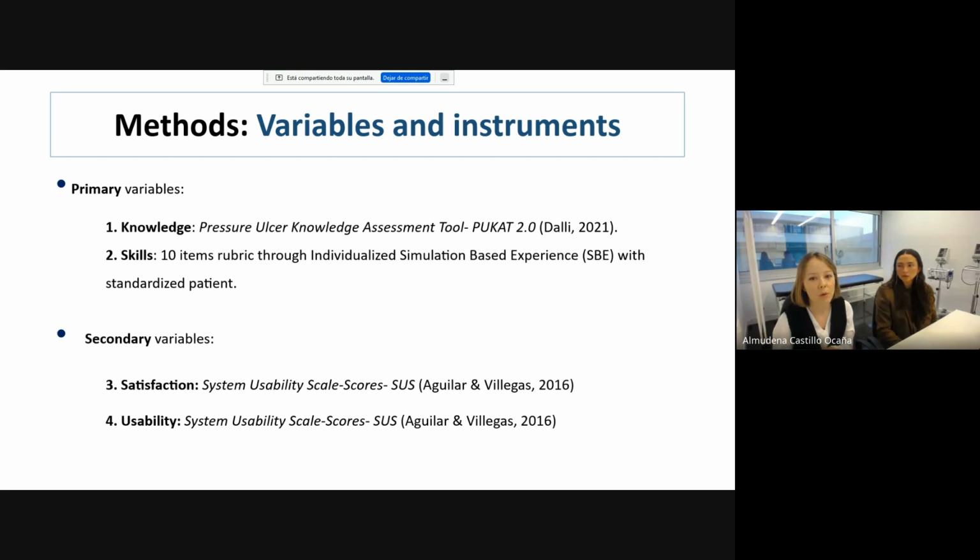For those of you who are not familiar with simulation, standardized patient means that we hire actors who have a pathology. They come to the nursing clinic, and the student needs to assess the condition of the patient and provide the care they need for that condition. And for the secondary variables, satisfaction and usability, we used the system usability scale scores.